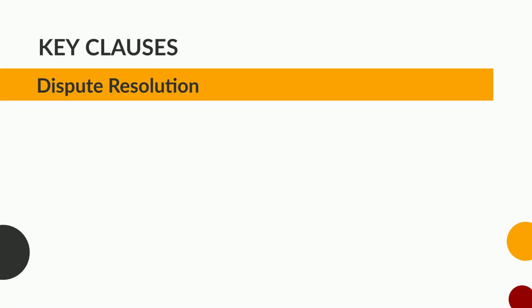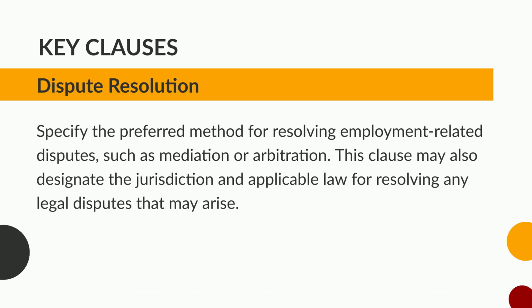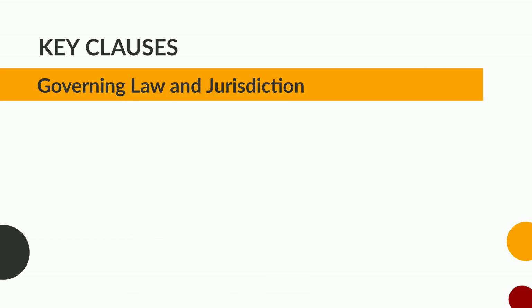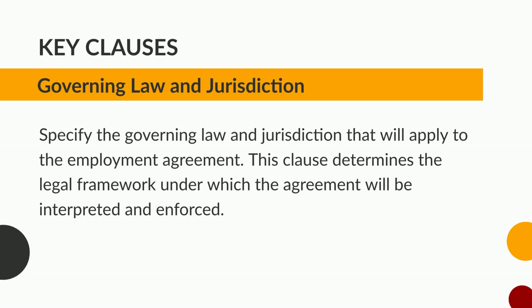Dispute resolution specifies the preferred method for resolving employment-related disputes, such as mediation or arbitration. This clause may also designate the jurisdiction and applicable law for resolving any legal disputes that may arise. Governing law and jurisdiction specify the governing law and jurisdiction that will apply to the employment agreement. This clause determines the legal framework under which the agreement will be interpreted and enforced.